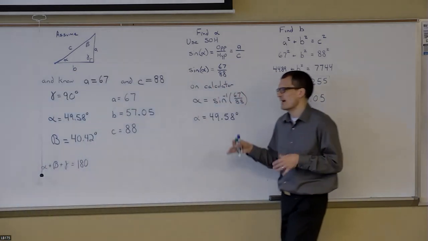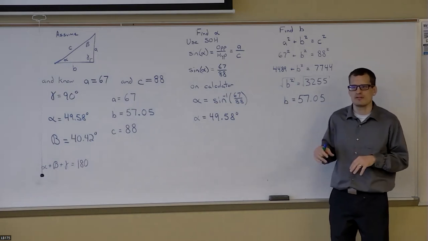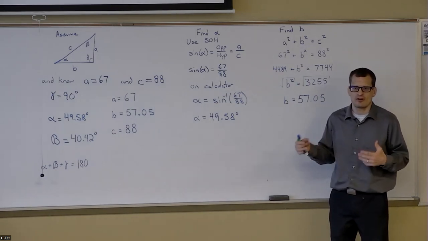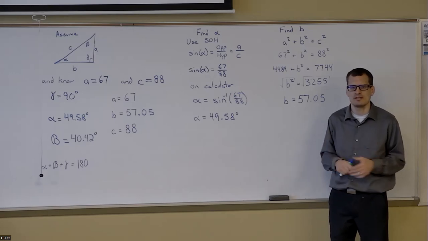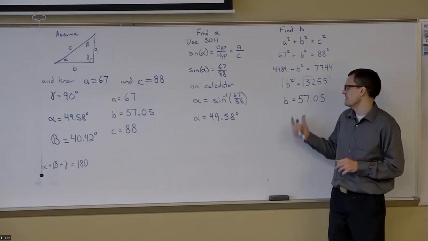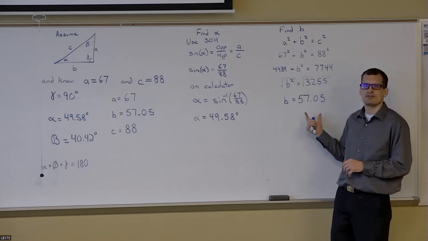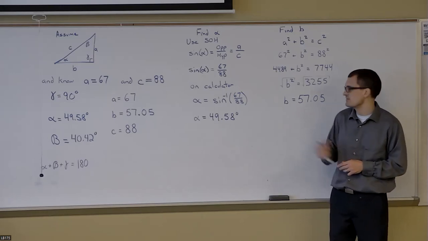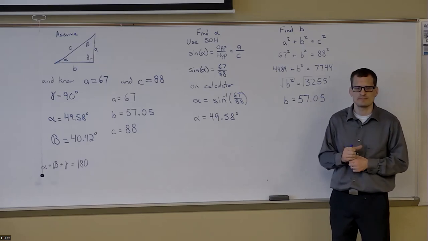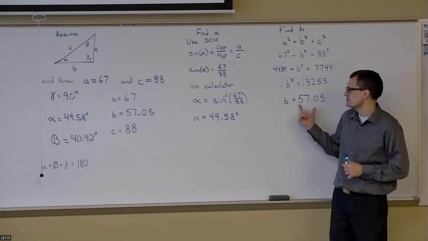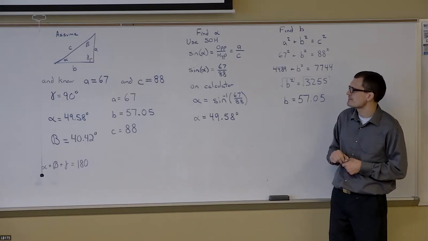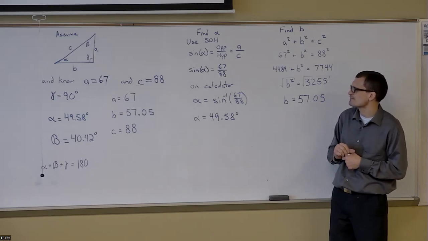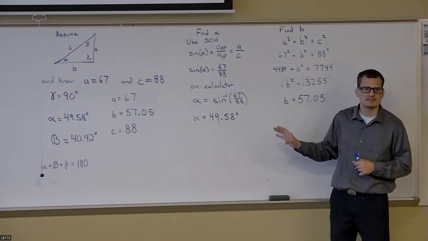I try to use the rounded numbers as little as possible. Sometimes it's hard to avoid, sometimes it's not, but if you do use some of those rounded numbers, you can imagine this might turn out to be 57.06 or 57.04, something like that. Might be close, but get the point. Any questions about this process?